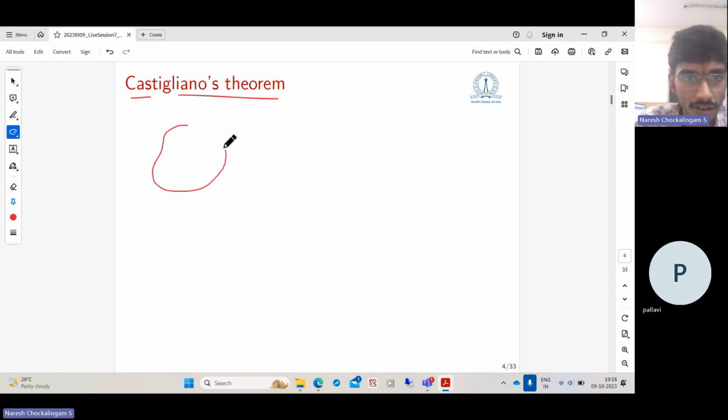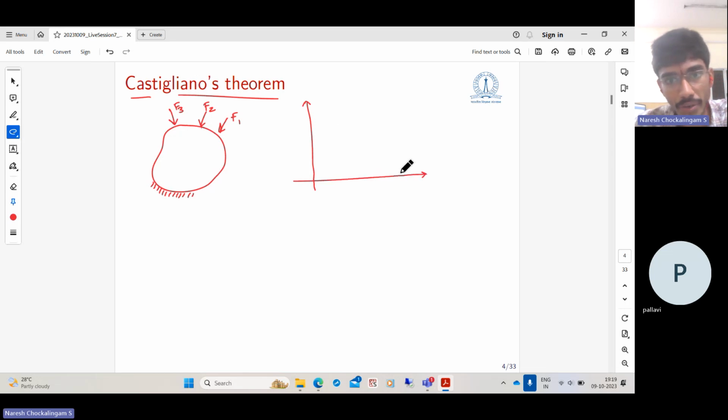Suppose we have a body or a structure. It is supported in some manner and it is subjected to some forces. Let us call them F1, F2, F3, and so on. Now, as we increase each of these forces from 0 to a value Fi, if it is a linear elastic structure, if we are doing linear elastic analysis, the forces are proportional to the displacement. So let these be the displacement delta i, and let it be the force Fi.